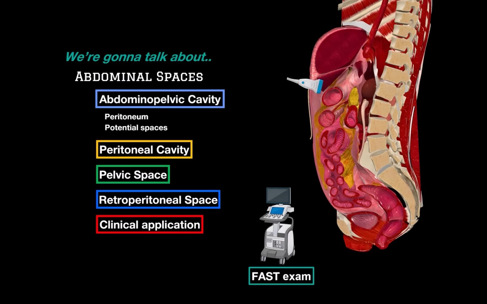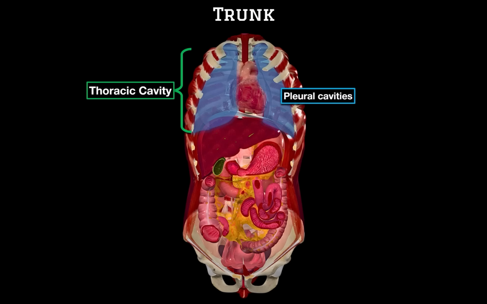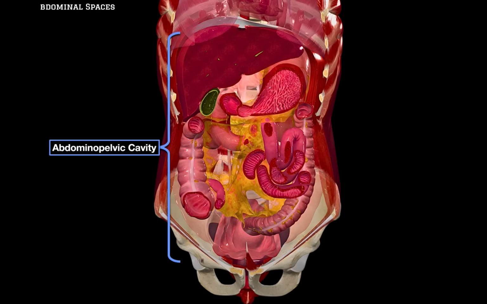Alright, let's get started. Our trunk is divided into 2 major cavities. The upper part is called the thoracic cavity, and it contains the 2 pleural cavities laterally and the mediastinum in the middle, which we covered in the previous video. The space below is called the abdominopelvic cavity, which is the region we are focusing on in this video. Now, the abdominopelvic cavity is not one empty box. It is organized by a single membrane called the peritoneum.